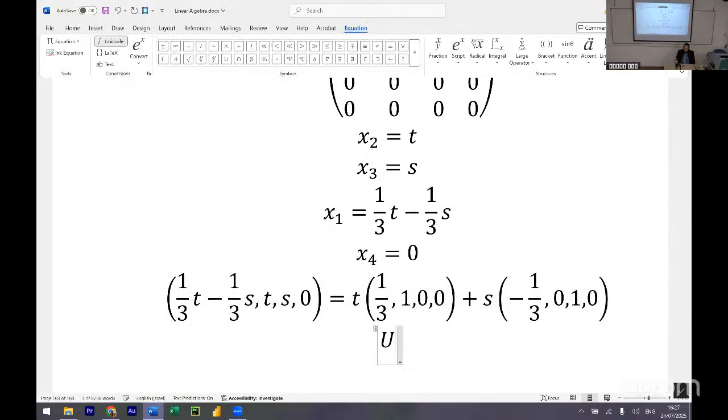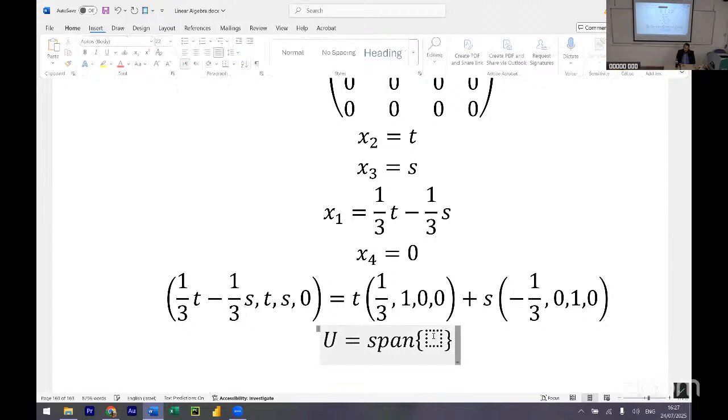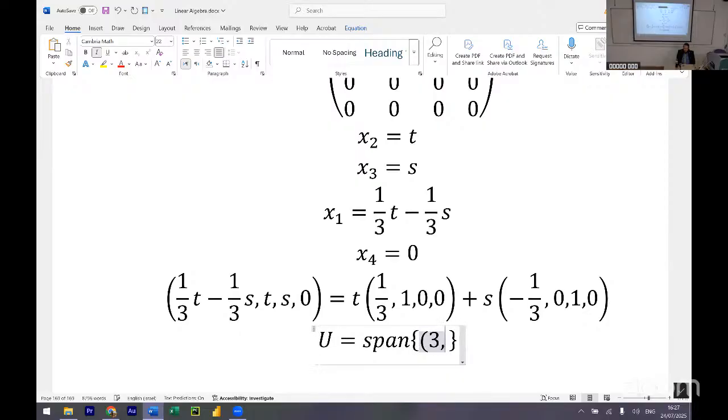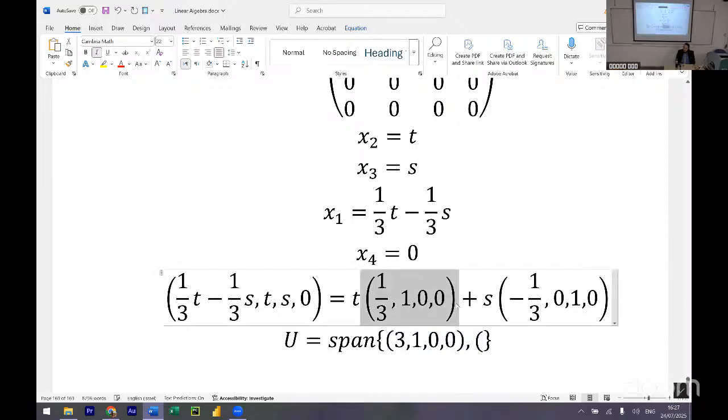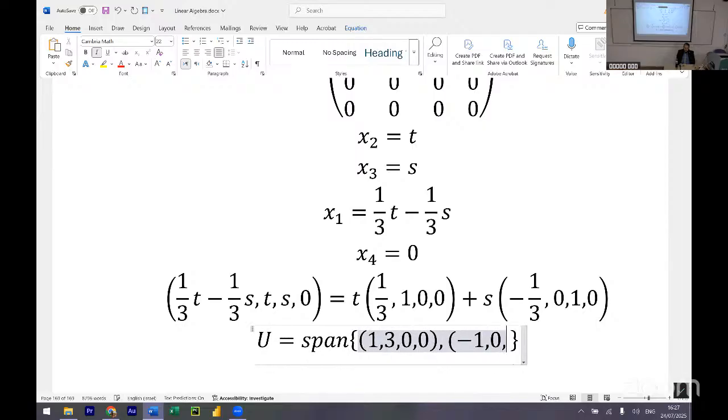So U is the span of these two vectors. I can multiply them by 3, so it's the same direction. That gives 3, 1, 0 and 0, 1, 3... no, it's a third. So 1, 3, minus 1, 0, 3, 0.